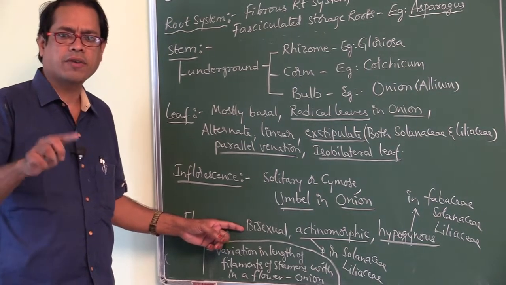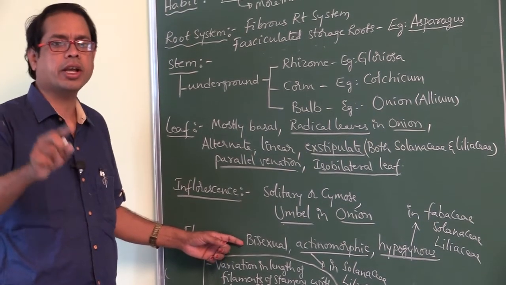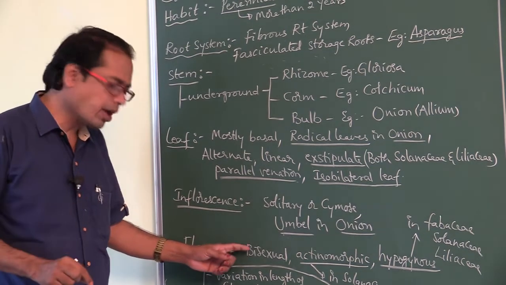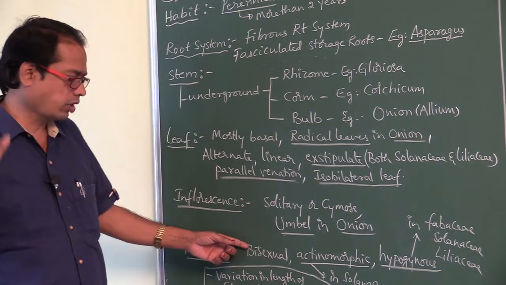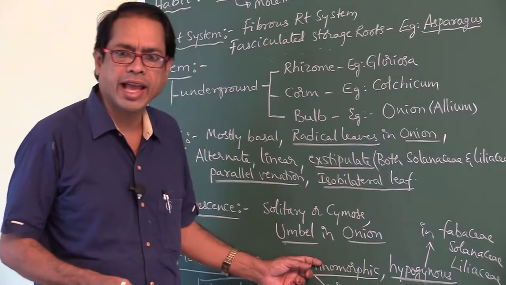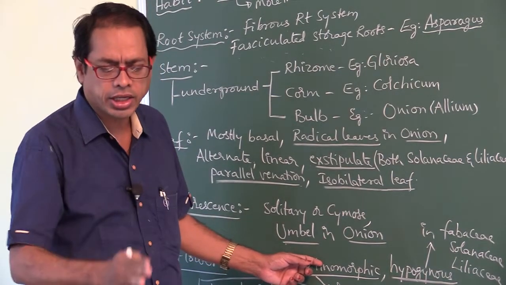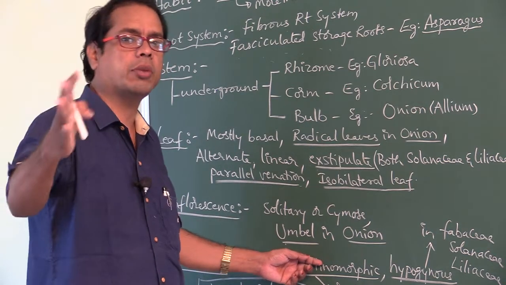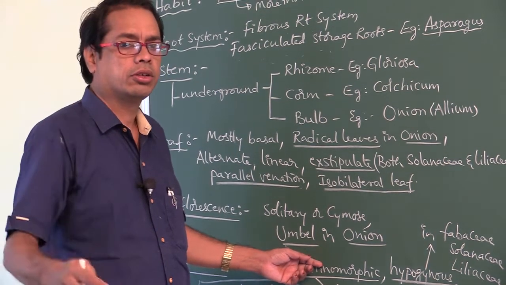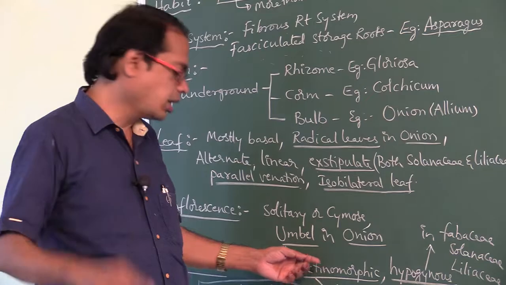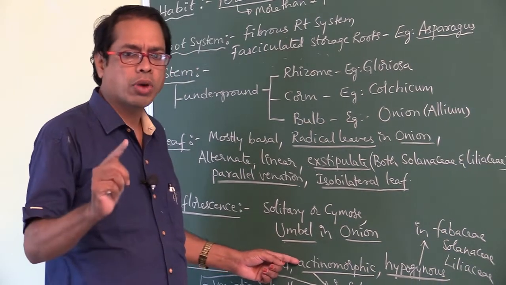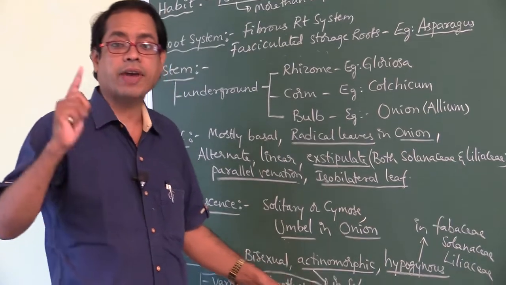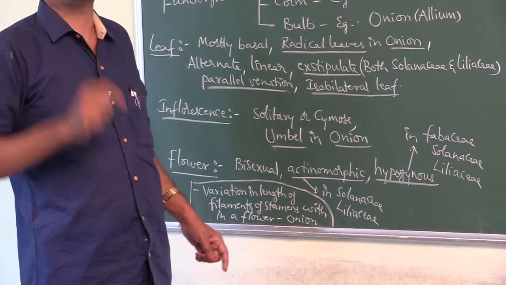Bisexual means a flower is having both androecium and gynoecium, that is so-called bisexual flower. All the three families are having bisexual flowers only. Actinomorphic: what does it mean? A flower can be cut into two equal halves passing through the center in any vertical plane. Any vertical plane, two equal halves are coming. That is so-called actinomorphic. Actinomorphic is found in Solanaceae, Liliaceae, whereas in Fabaceae, zygomorphic symmetry is present.